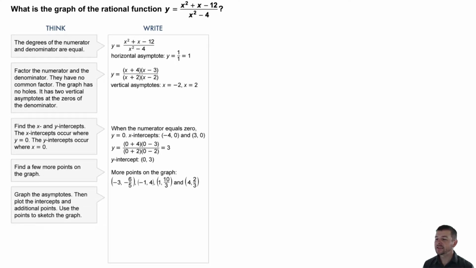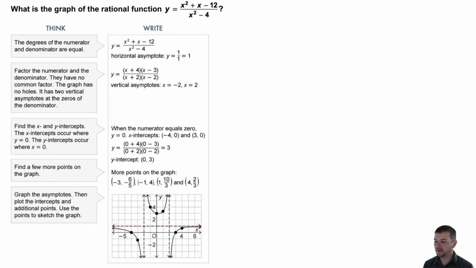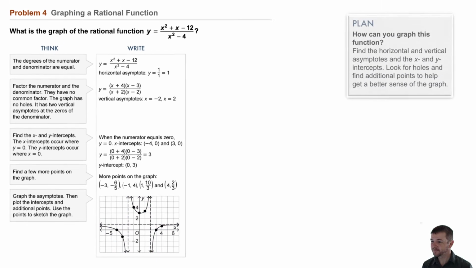Finally think, graph the asymptotes as guides for your graph, then plot the intercepts, which we found above, and the additional points found. Use the points to sketch the graph. Here's the graph. Note the horizontal asymptote, the vertical asymptotes, the x and y intercepts, the additional points. Keep in mind you can continue finding additional points if you need more in order to determine the behavior of the graph and graph more accurately. And then draw smooth curves in order to satisfy all the conditions we found.